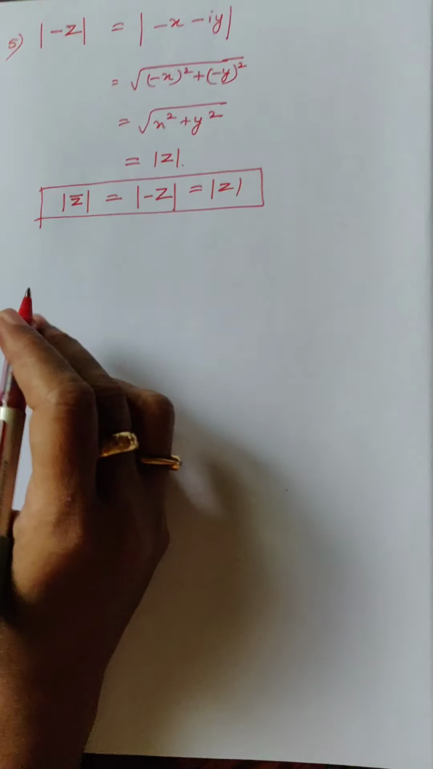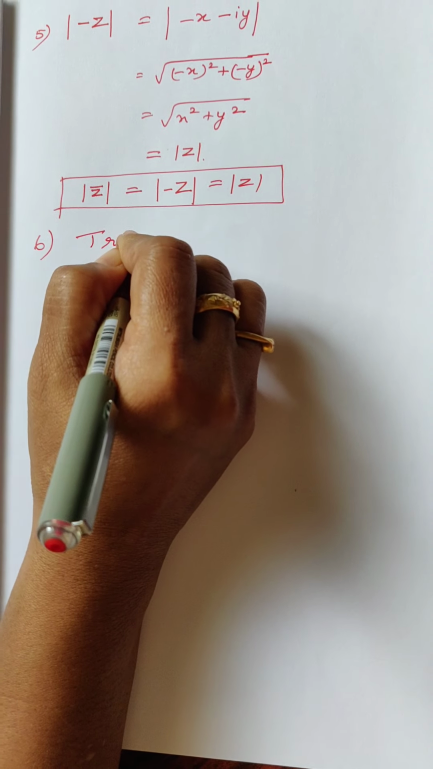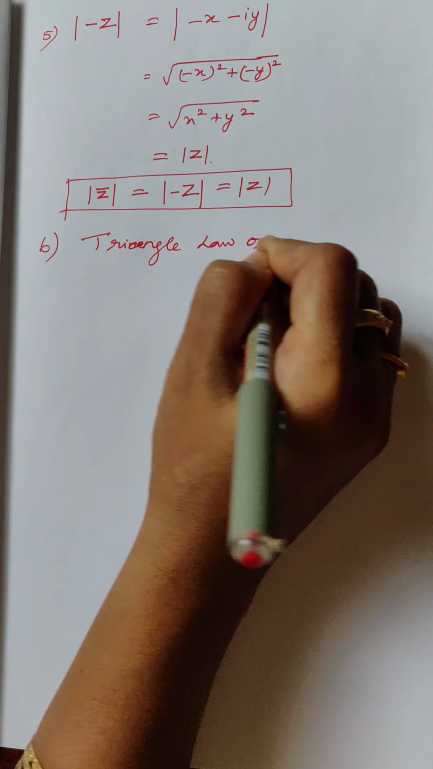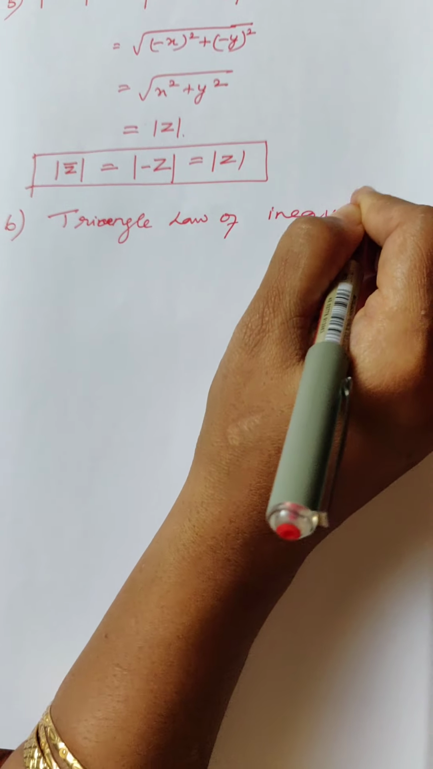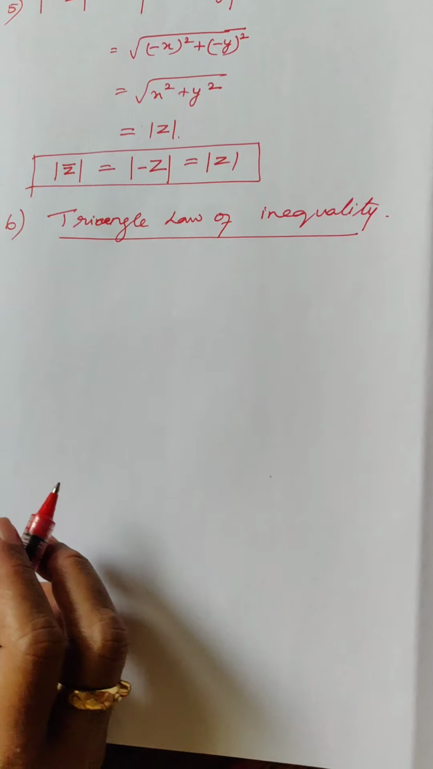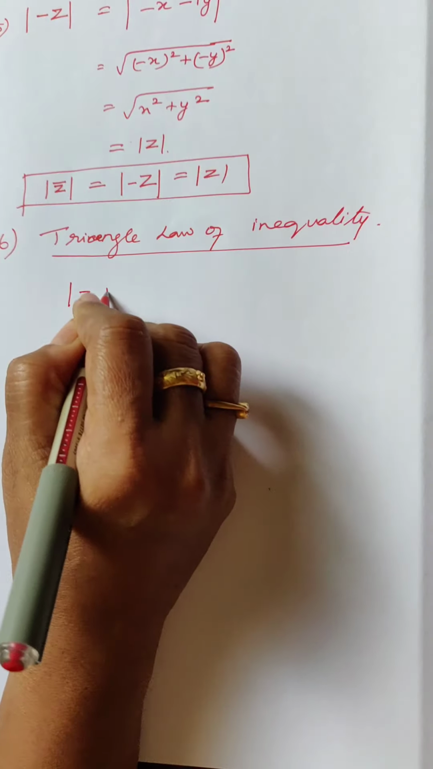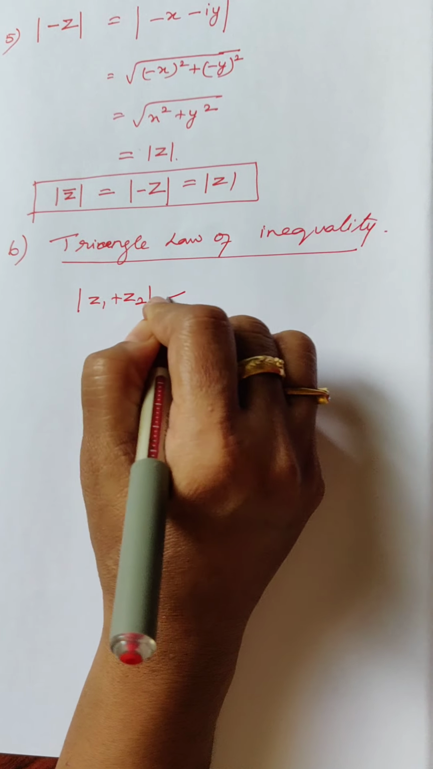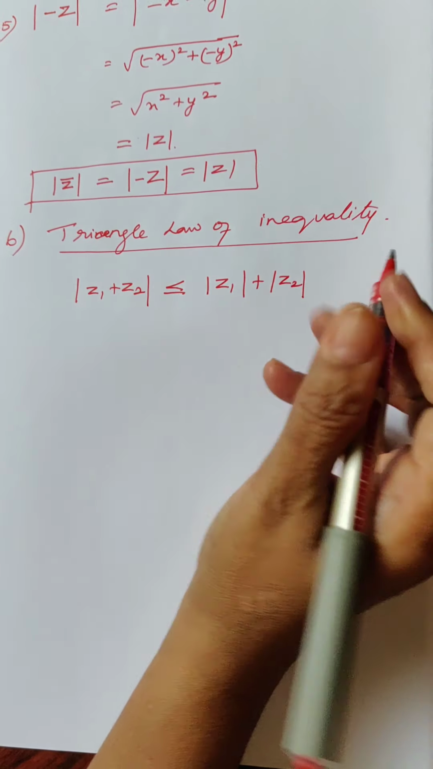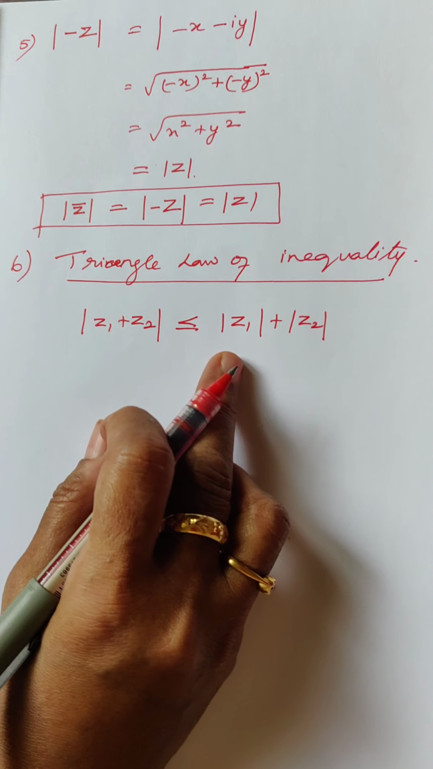Okay. Next we are going to discuss an important property, which is the triangle law of inequality. I will prove this result in two ways. That is, modulus of z1 plus z2, be careful, is lesser than or equal to modulus of z1 plus modulus of z2. Is it clear?